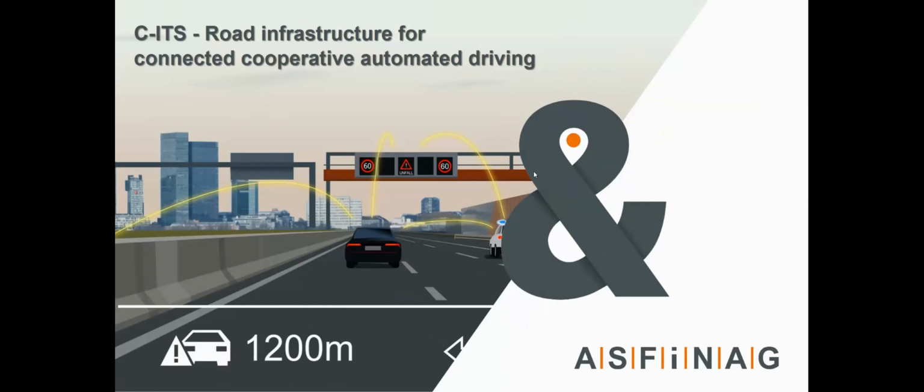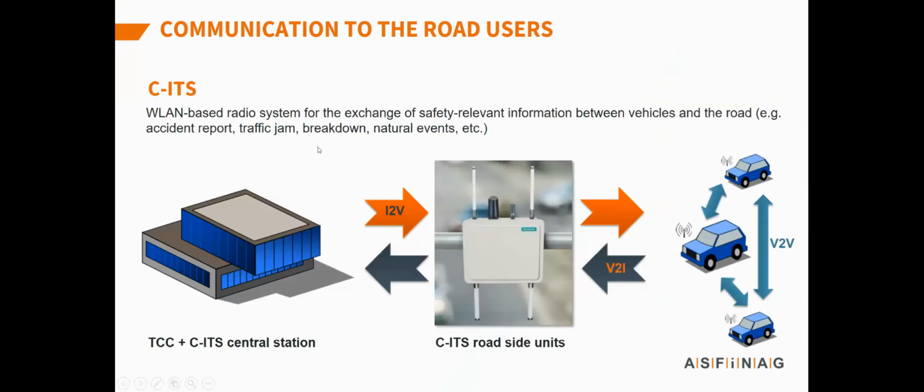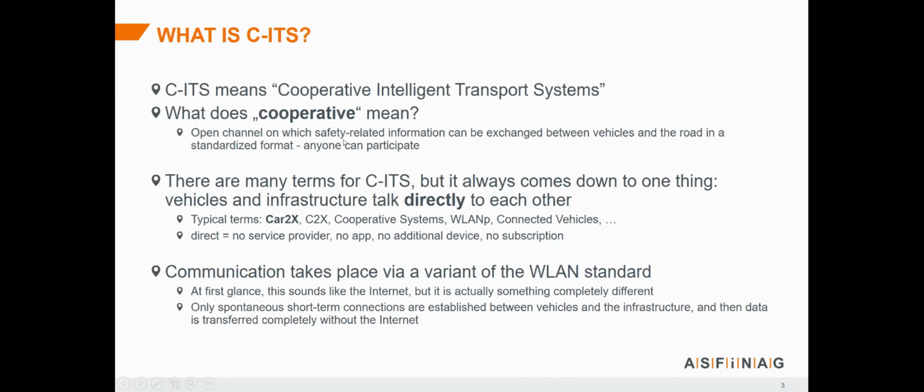Okay, so CITS. We've heard a little bit about CITS before. You've seen this slide already. So just to recap, it's about vehicle-to-vehicle communication, but also communication between infrastructure and vehicle, in both directions. And what we are rolling out is based on a Wi-Fi standard, but there's a slide on that later on.